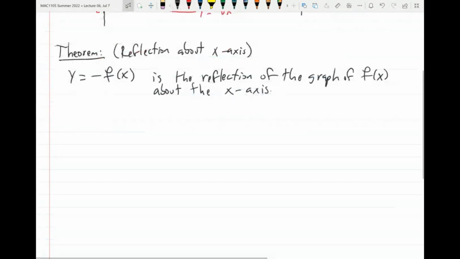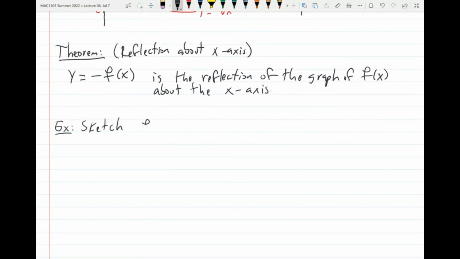All right, so let's do an example. So example, let us sketch the following function. So sketch the function f of x equals negative absolute value of x minus 3 plus 2. All right. So again, now there will be multiple transformations combined. Okay.